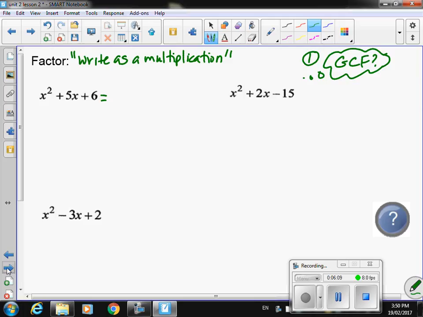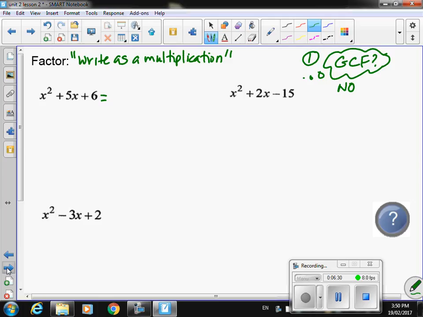I think about my numbers separately from my variables. There is not a number that goes into 1, 5, and 6 other than 1. And I'm looking at my variables, x squared, x, and nothing. There is no power of x that goes into all three of those terms. So there is no greatest common factor for that one.